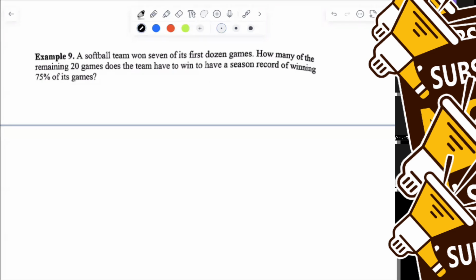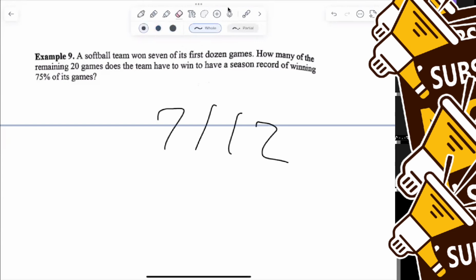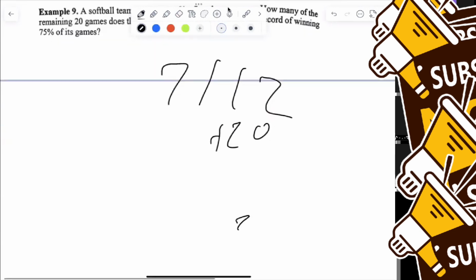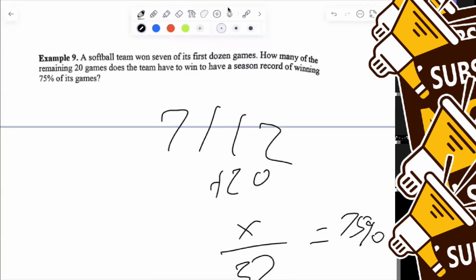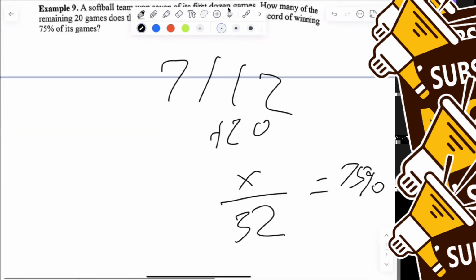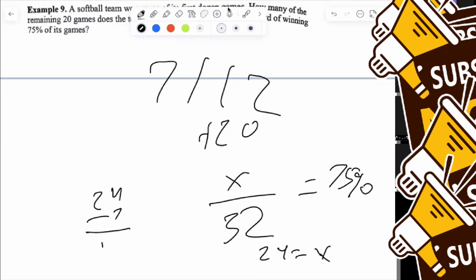Okay, let's get started with the question. A softball team won 7 of its first 12 games, so 7 out of 12. How many of the remaining 20 games must it win to have a season record of winning 75% of the games? So if we add 20, this gives you 32. Because there's 20 remaining games and we've already done 12, 12 plus 20 is 32, and x out of 32 is equal to 75%. This will give you 24 is equal to x, because 24 divided by 32 is 75%. And then 24 minus 7 is 17. So the answer is 17.